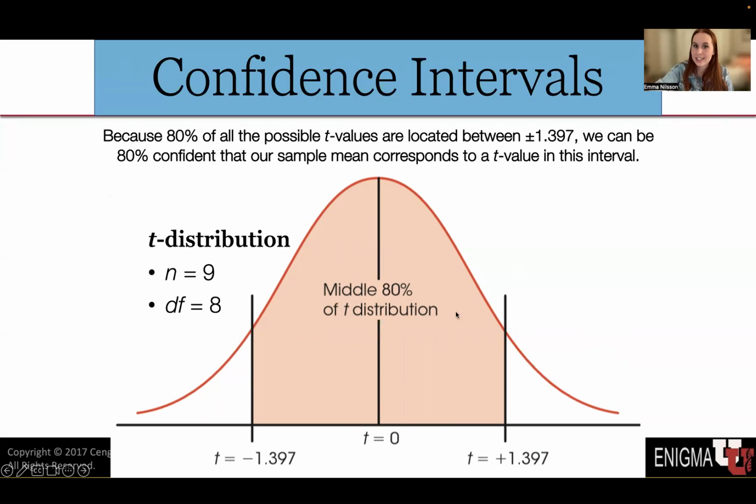So here what we're saying is 80% of our total, and this is obviously with your degrees of freedom of 8, 80% of our t distribution values are going to be less than 1.397 and more than negative 1.397. 80% of our values are going to be within that area. 20% are going to be outside of it. And because 80% of all the possible t values are located within this middle region, we can be 80% confident that our sample mean is going to correspond to a t value in this interval.